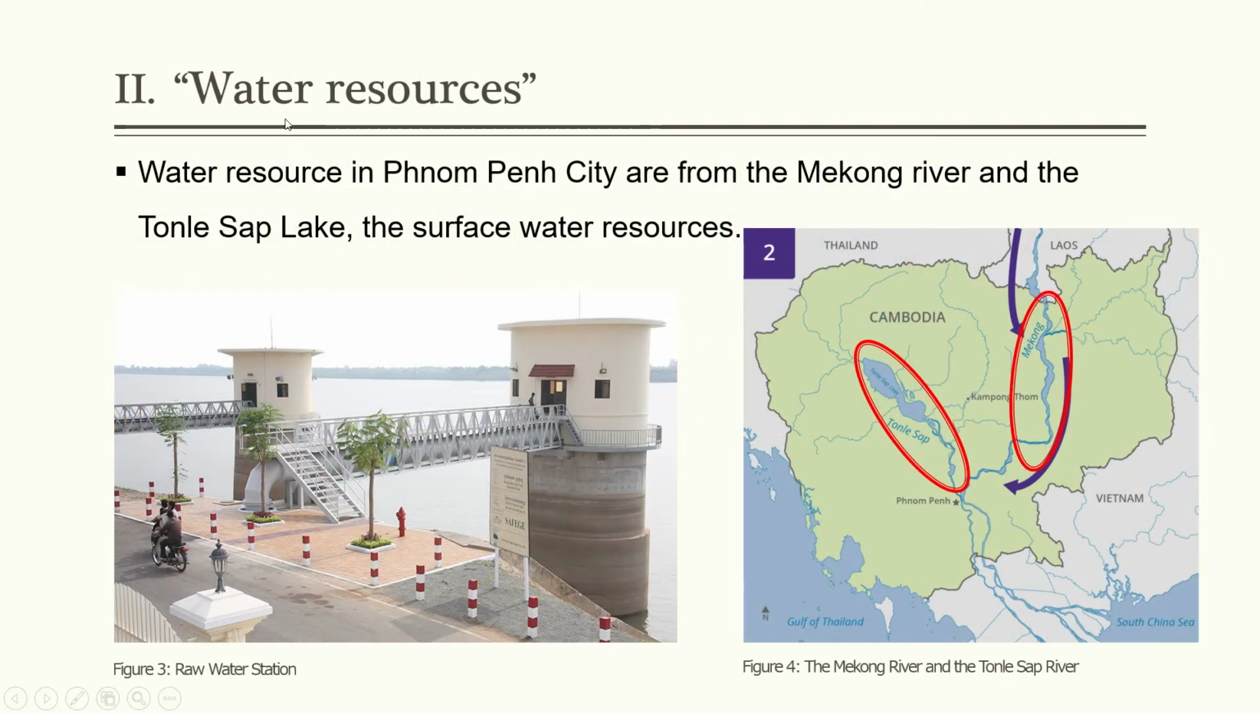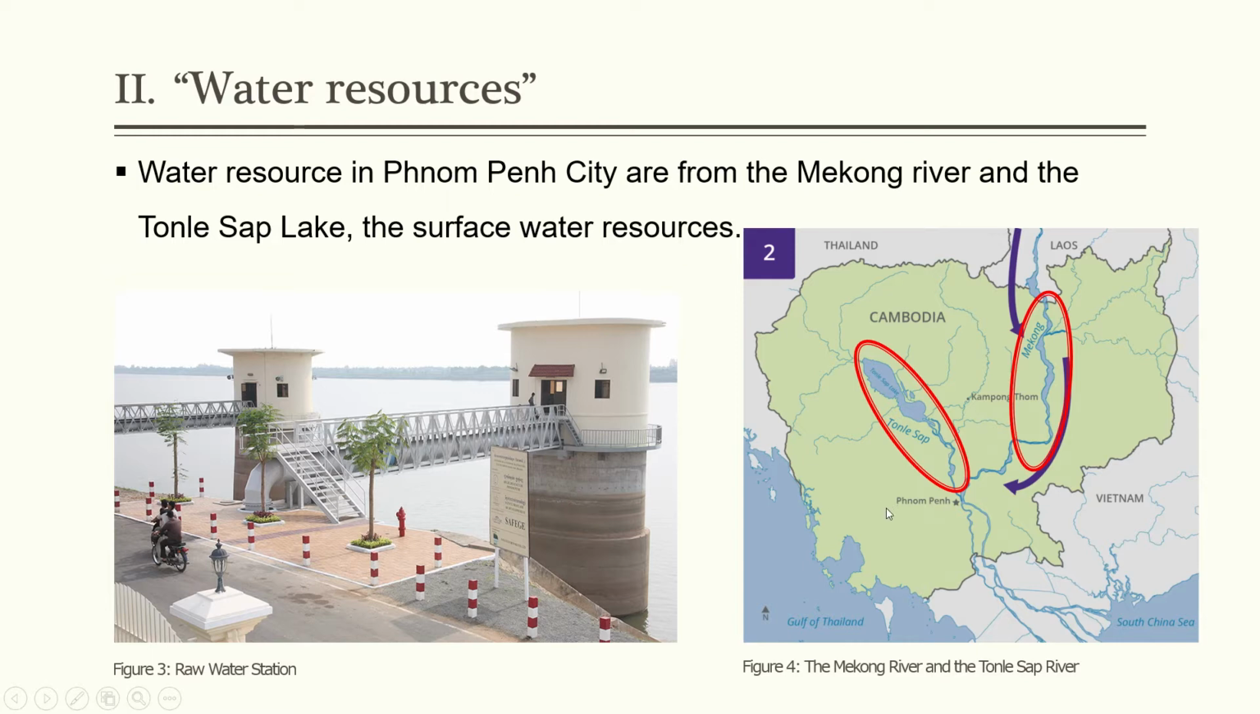And the second point is water resources. In Phnom Penh city, water resources are from the Mekong River and the Tonle Sap Lake, and all of the water resource is from surface water. As you can see in figure 3, this is an example of the raw water station in the Chroy Changva water treatment plant, and in the background is the Mekong River.